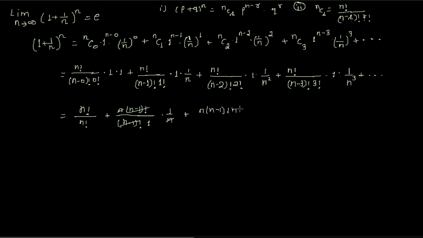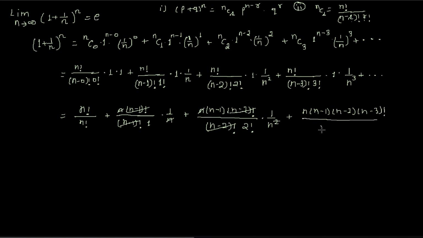So we have (n minus 2) factorial in the denominator, and the (n minus 2) factorial terms cancel out, leaving 2 factorial, times 1 over n squared. The n squared and n partly cancel, and we are left with n in the denominator. Similarly, in the next term we expand up to (n minus 3) factorial, giving n times (n minus 1) times (n minus 2) times (n minus 3) factorial, divided by (n minus 3) factorial times 3 factorial, times 1 over n cubed, plus and so on.